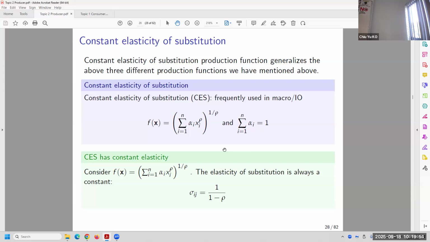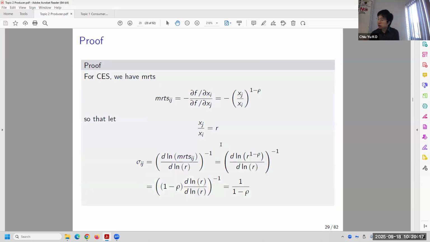Okay, and if you look at the literature, people still use it. So it's not something old. It's still very recent, still living. And you have the elasticity of substitution given by this. We have a proof about that at the end, but I'm not going to do any proof.